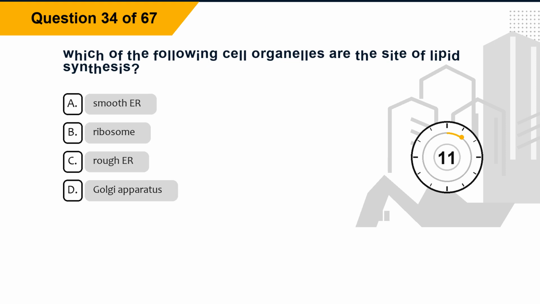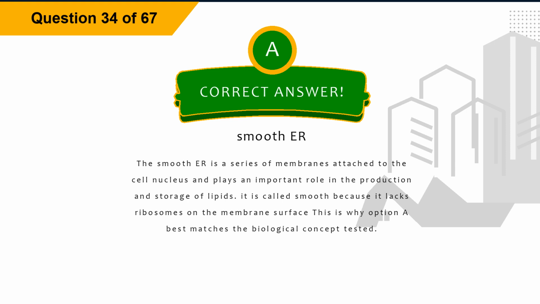Question 34. Which of the following cell organelles are the site of lipid synthesis? Option A, smooth ER. Option B, ribosome. Option C, rough ER. Option D, Golgi apparatus. The correct answer is option A, smooth ER. Explanation: the smooth ER is a series of membranes attached to the cell nucleus and plays an important role in the production and storage of lipids. It is called smooth because it lacks ribosomes on the membrane surface. This is why option A best matches the biological concept tested.